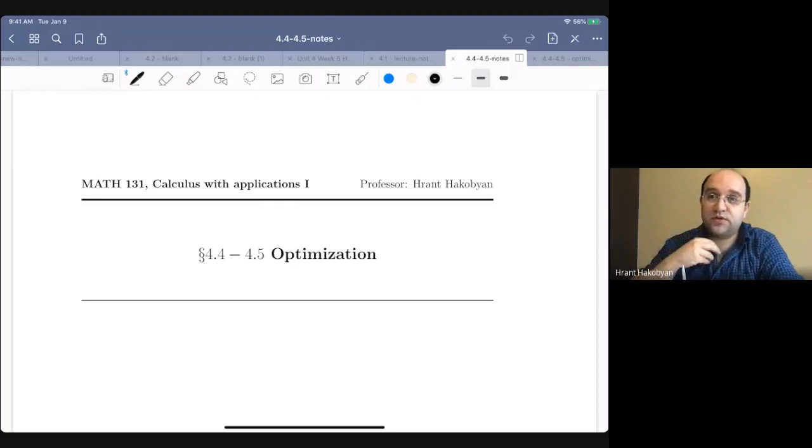Okay, so today, last time we talked about local minimum. Well, last week we talked about local minimum, local maximum, increasing, decreasing intervals, and then we talked about first and second derivative tests. So today we're going to use these concepts to solve some optimization problems, which is basically finding the maximum or minimum of a function.